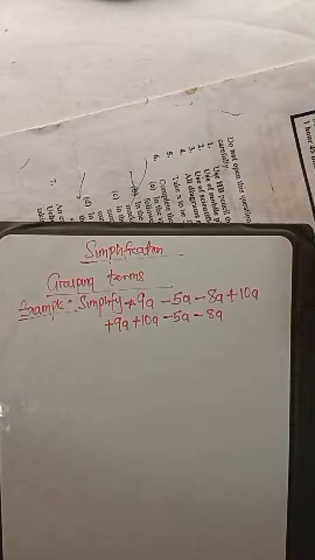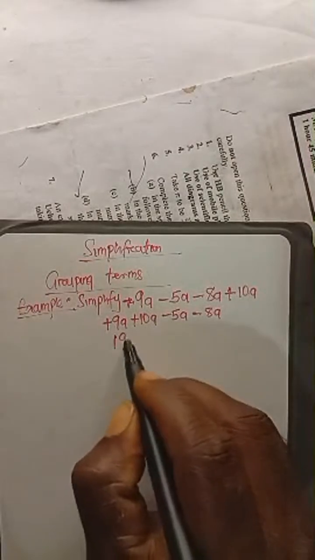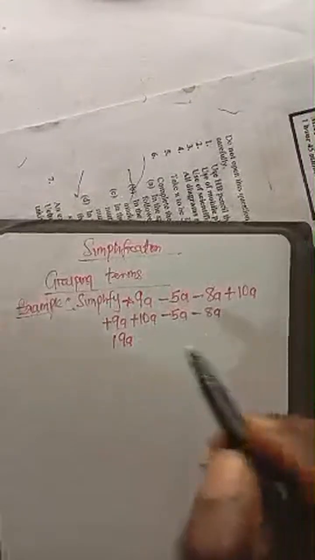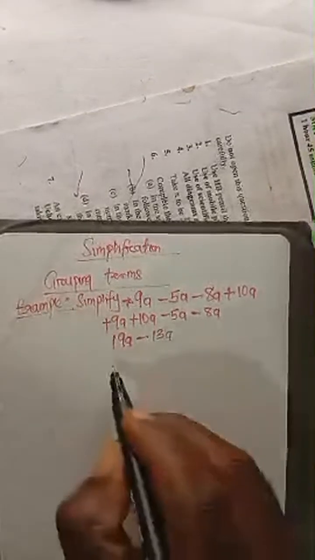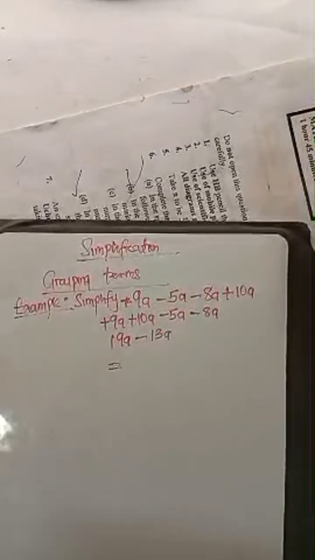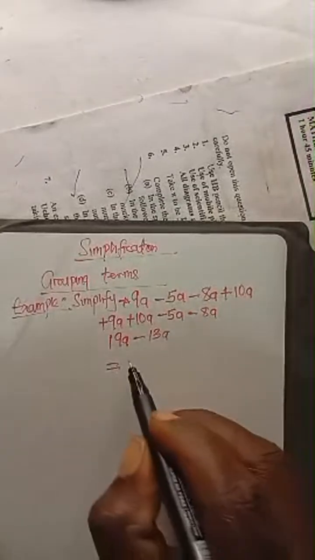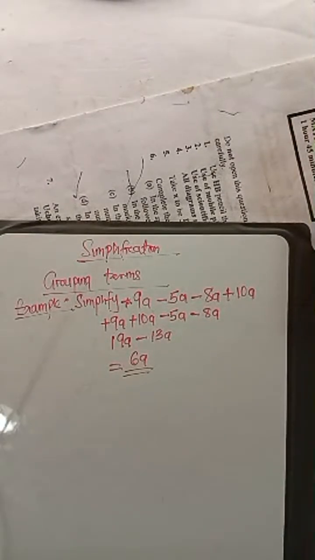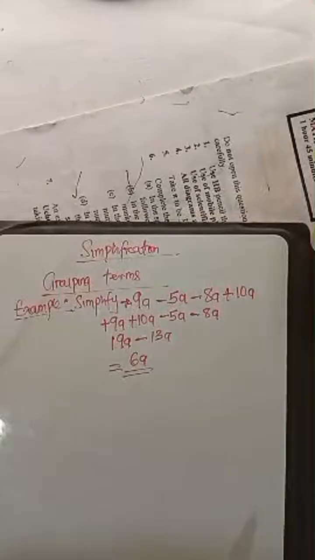The 9a plus 10a will surely give you 19a. Now, this is minus 5a minus 8a, which gives you minus 13a. So now, let's subtract: 19a minus 13a will give us 6a. So that is telling you that simplification of terms starts by grouping, and it can only be solved by grouping.